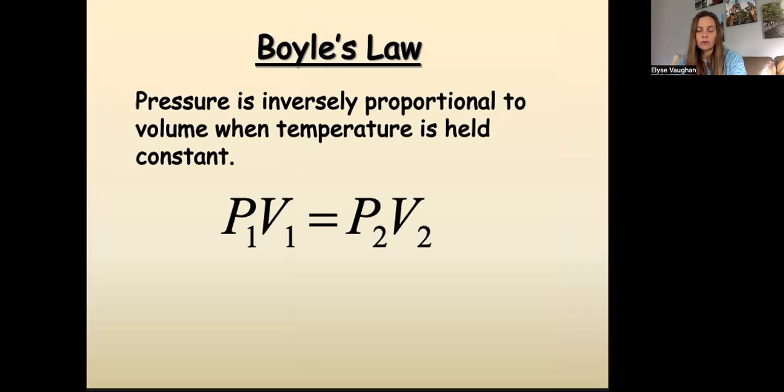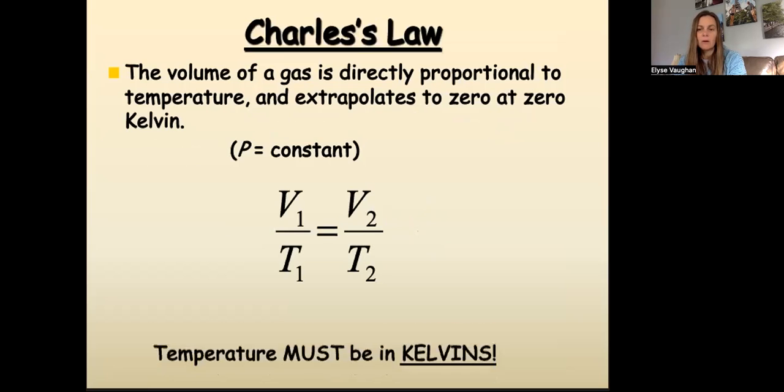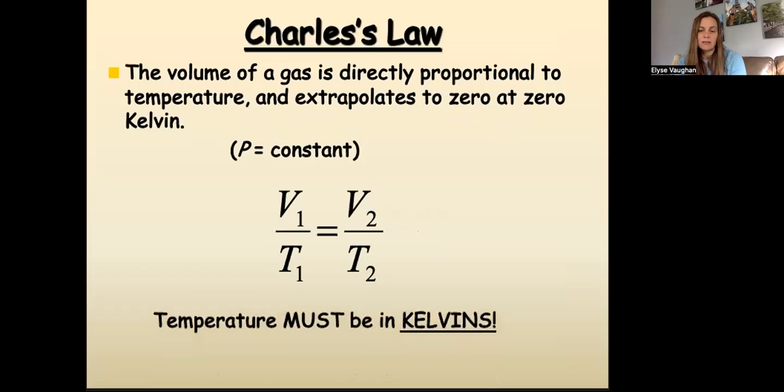And then we learned Charles' law. And Charles' law told us that volume is directly proportional to temperature if pressure is constant. And we express that as V1 over T1 equals V2 over T2, provided that temperature is in Kelvin.